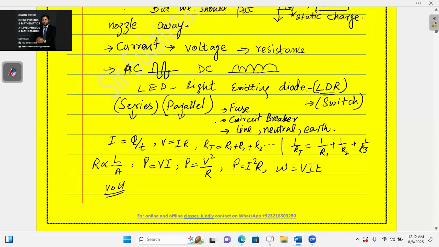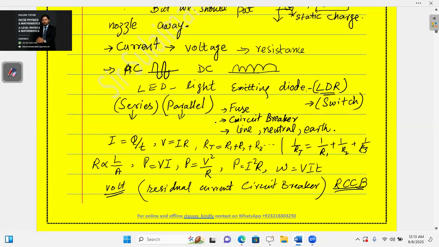We also studied the circuit breaker called the RCCB, the residual current circuit breaker, which is very efficient to use in household wiring. We also covered how a fuse works. Then we studied static electricity, including the gold leaf electroscope, and insulators and conductors. This was our section 2, electricity, for International GCSE Physics.